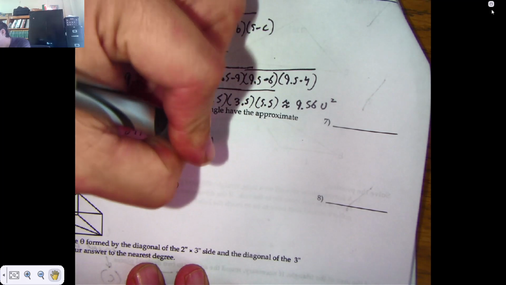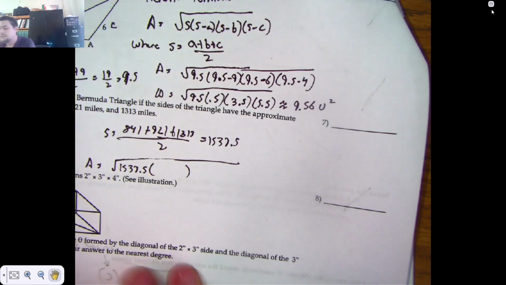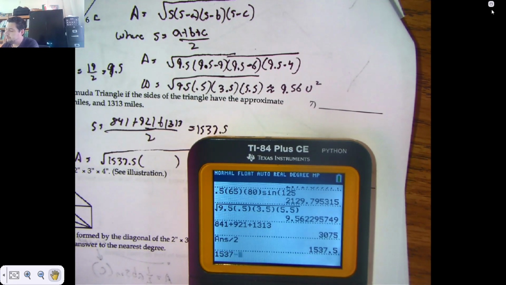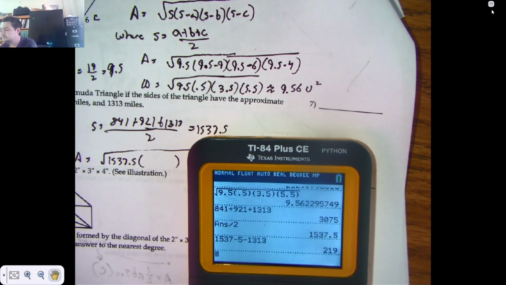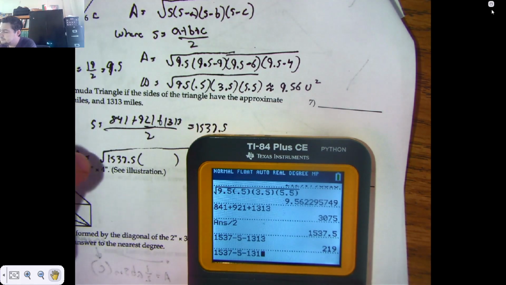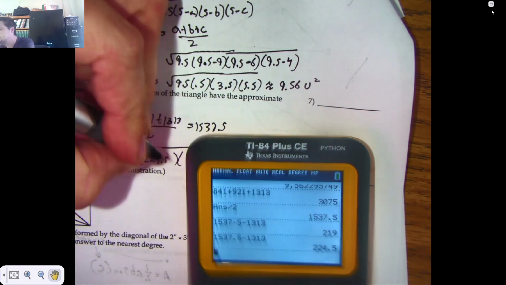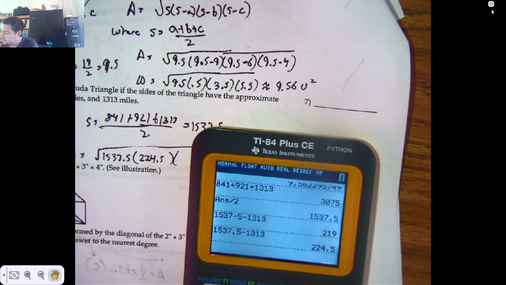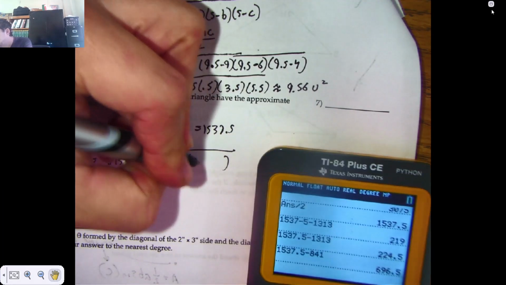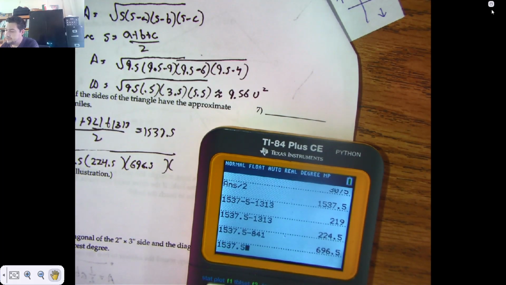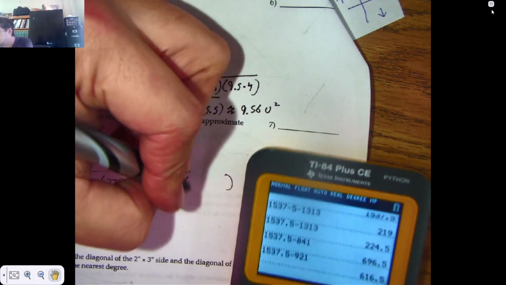s is 1537.5. So my area is going to be the square root of 1537.5. Let's see, 1537.5 minus 1313. I'm going to have a 224.5. I hope I'm not confusing you by doing that. 1537.5 minus 841, 696.5. And 1537.5 minus 921, 616.5.